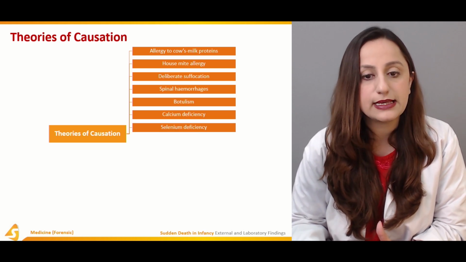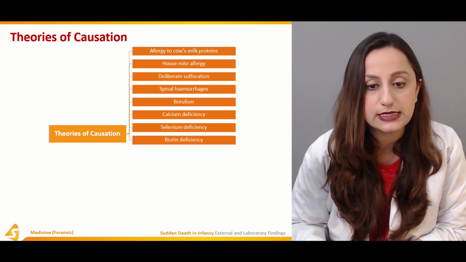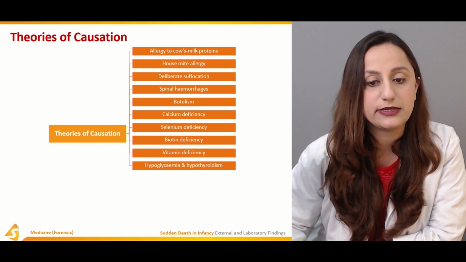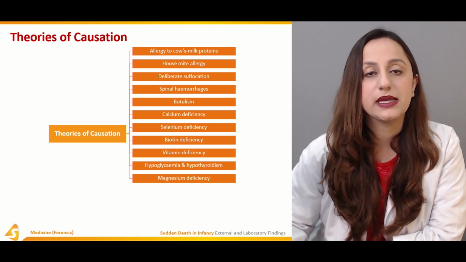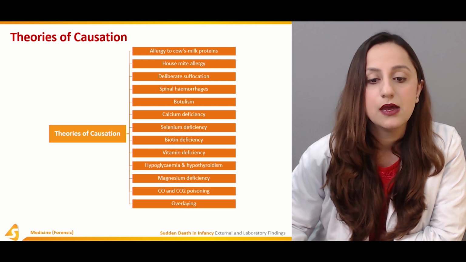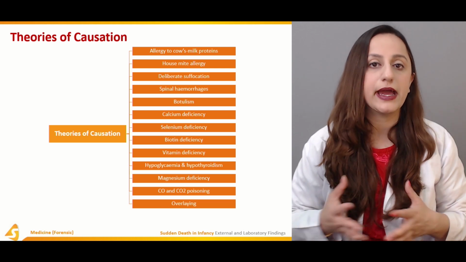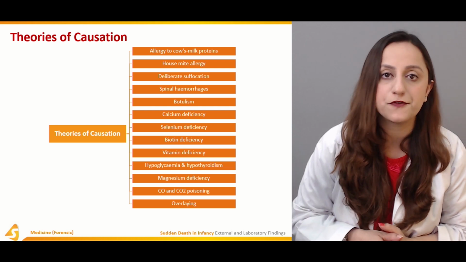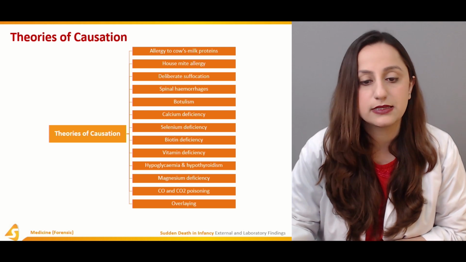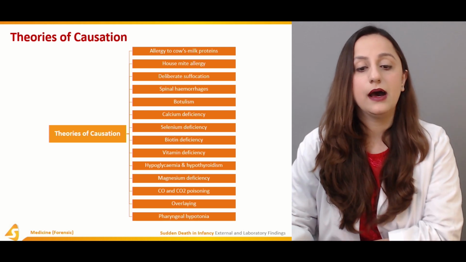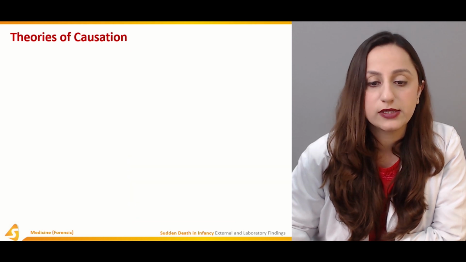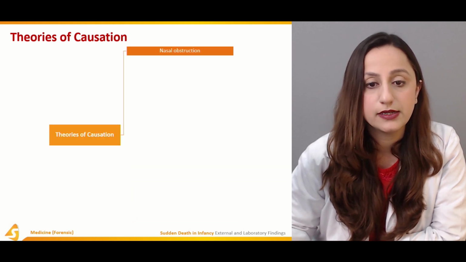Calcium deficiency is one of the factors, as are selenium deficiency, biotin deficiency, vitamin deficiency, hypoglycemia and hypothyroidism, magnesium deficiency, and carbon monoxide and carbon dioxide poisoning. Overlaying is basically defined as when the mother overlays the infant. So that is one of the theories of causation of the SIDS syndrome. Pharyngeal hypotonia is also, last but not least, one of the causes over here.